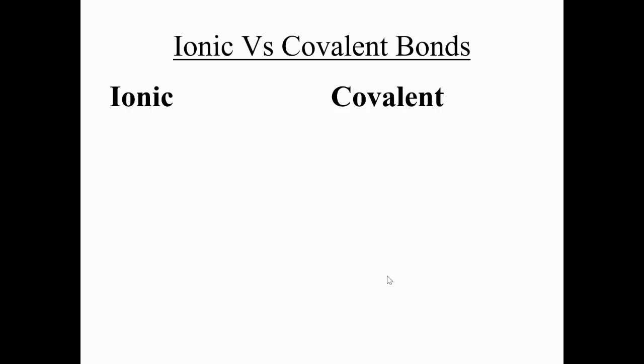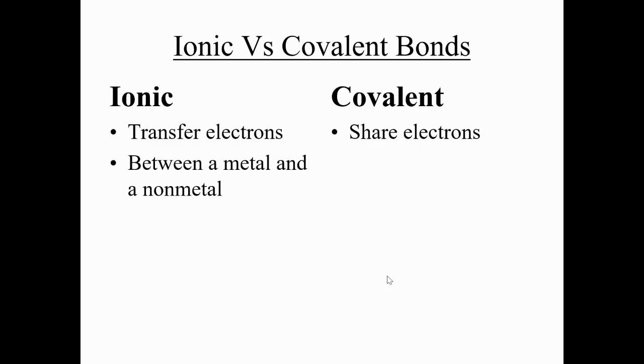So you want to learn about covalent bonds. First, we have to look at what's the difference between ionic and covalent. Well, ionic transfers electrons, covalent shares them. Ionic is a bond between a metal and a nonmetal. A covalent bond is between two nonmetals.